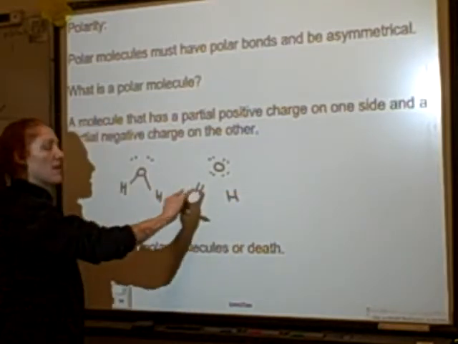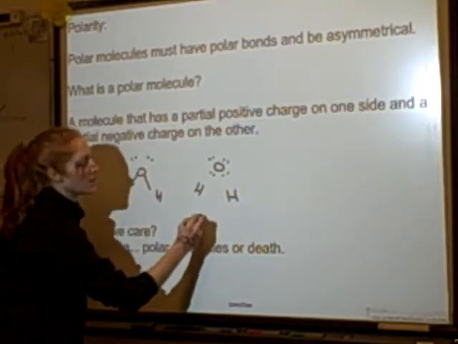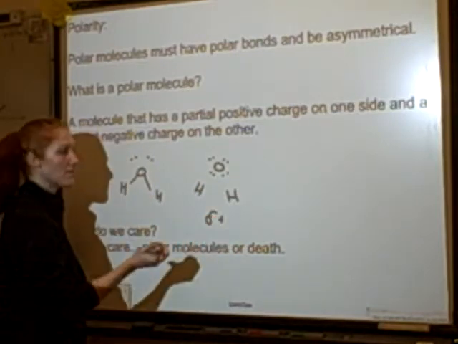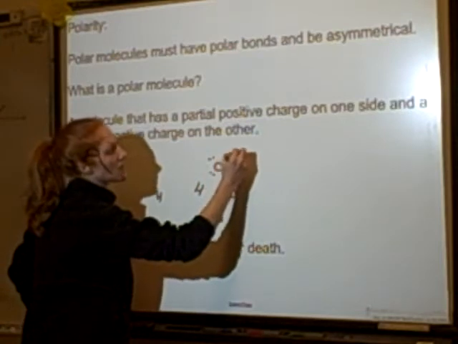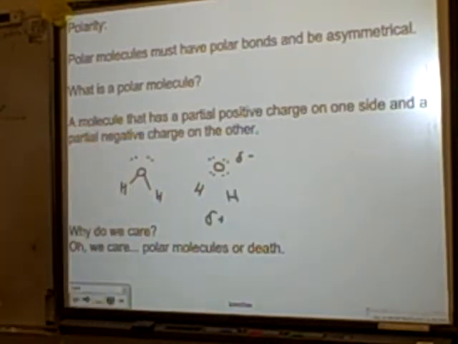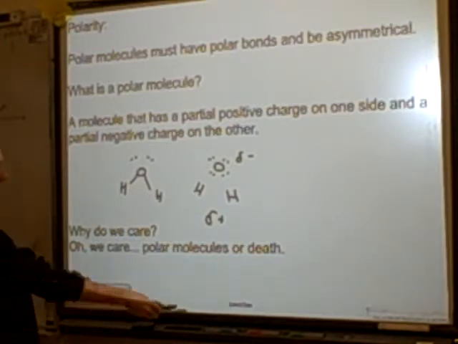So you have these somewhat bare protons down here, making it partially positive, and then more electrons up here, so it'll be partially negative on the top. So it has two poles. It's a polar molecule. You might ask, why do we care?